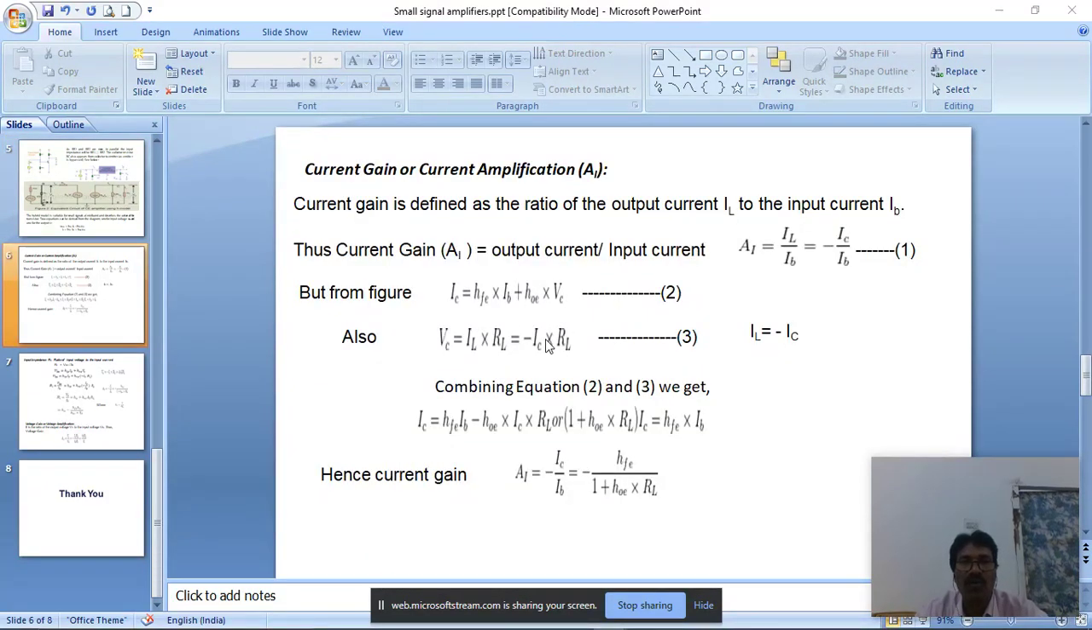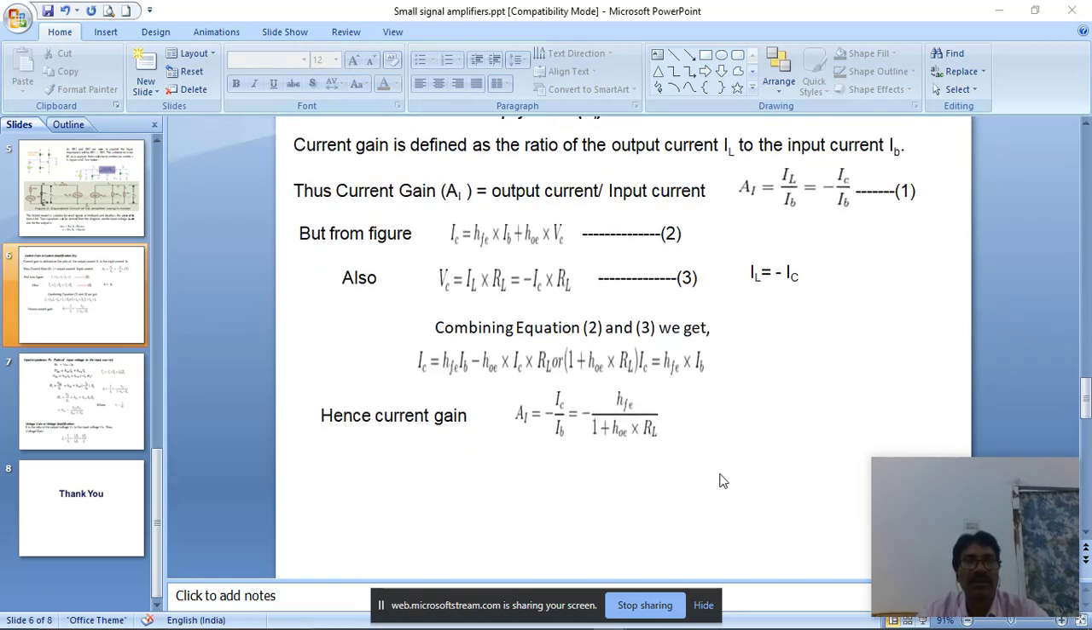We know that the output voltage VC is nothing but IL into RL, that is minus IC into RL. Substituting into the above equation, the modified equation is IC equals HFE IB minus HOE IC into RL. Modifying it again, finally we get AI equals minus IC by IB, that is AI equals minus HFE divided by 1 plus HOE into RL. This is the final equation for current gain.